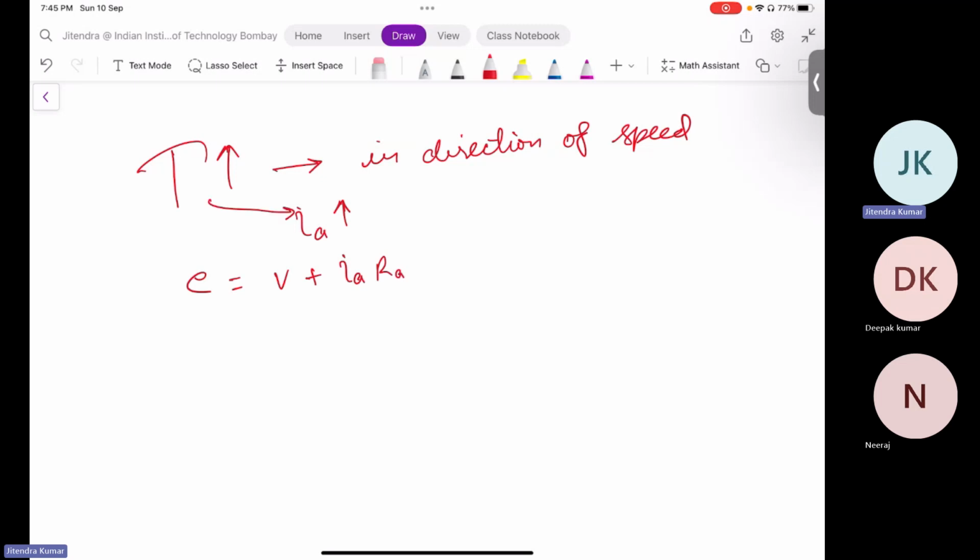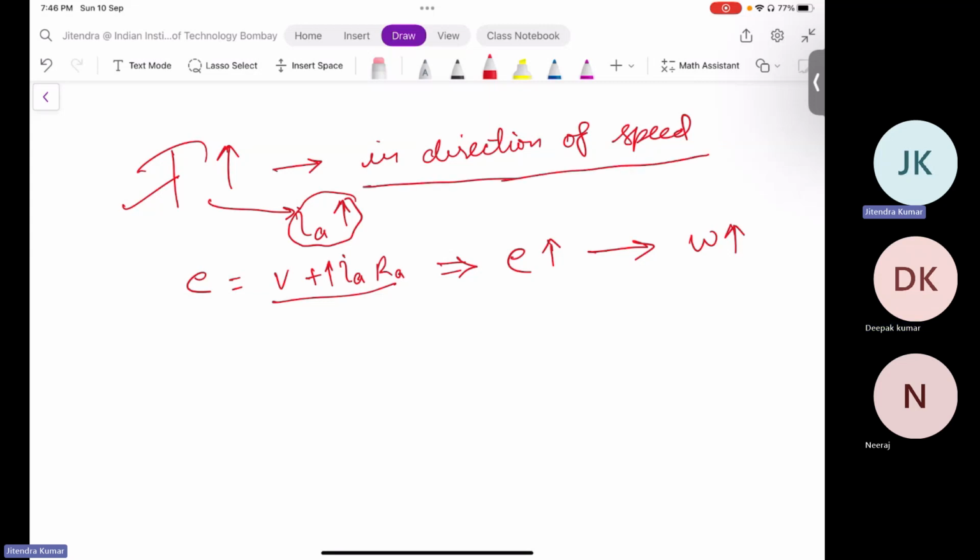Torque to current. We are very confident that we can arrive at the current as soon as we see the torque. Now we are done with current. Now what will we have to do? We will have to evaluate the induced EMF, and it is V plus IARA, and IA is increased such that E is also increasing. And when the induced EMF is increasing, what will it lead to? We can directly write the speed is increasing. So this is what happens when the torque is provided in the direction of speed.